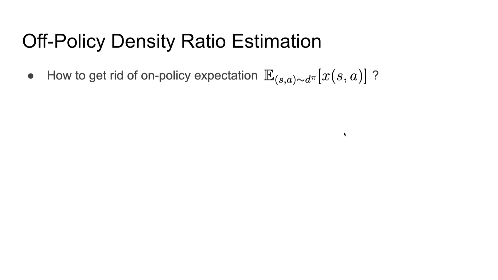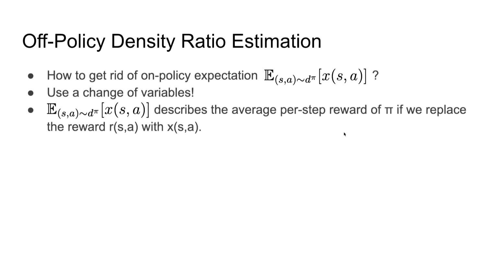So here's the issue. We want to get rid of the on-policy expectation. And now here's another key insight. This on-policy expectation of x is the same as saying, if my rewards are given by x, then what's the average reward of my policy? Remember, a couple of slides ago we expressed the value of a policy in terms of an expectation over the on-policy distribution. Here it's the same thing. We've just replaced the rewards with x, and we're asking, if the rewards were x, what would be the average per-step reward of my policy?